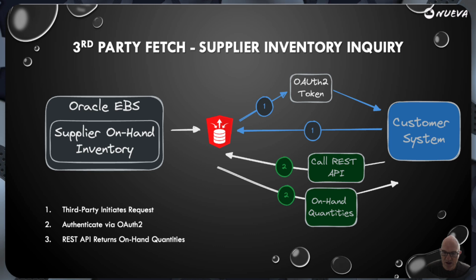That web service then returns the on-hand quantities to the customer system. So instead of us having to send data to that customer system, we allow the customer to come and get that data.